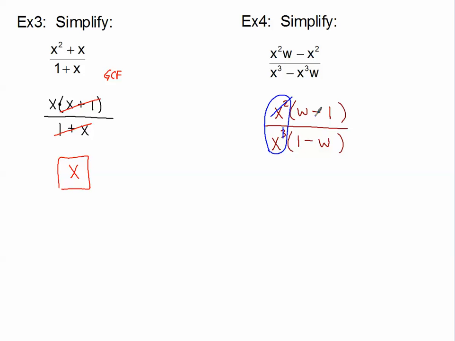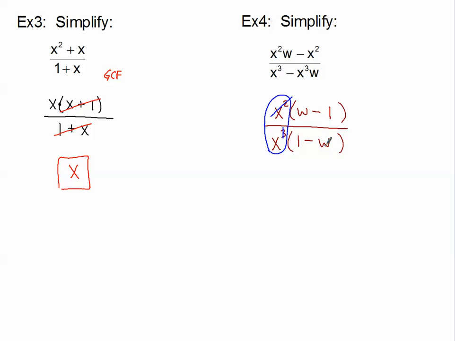Let's talk about w minus 1 and 1 minus w. Are those the same things? Is that the same thing as saying x plus 1 and 1 plus x? No, the answer is no. You cannot flip around a minus sign. They're not the same things. If you said 5 minus 1 and 1 minus 5, they're not the same things. But 5 minus 1 and 1 minus 5 actually are opposites.